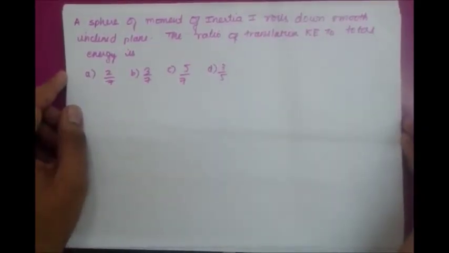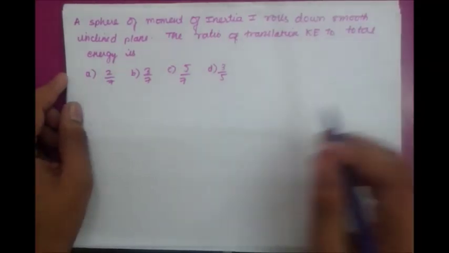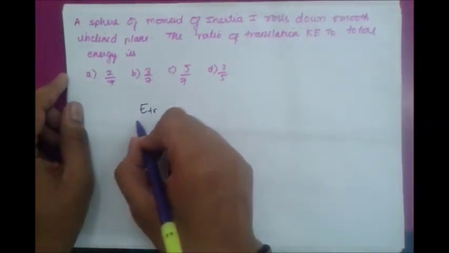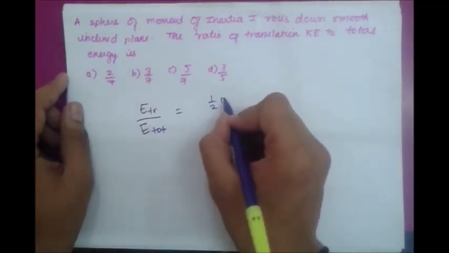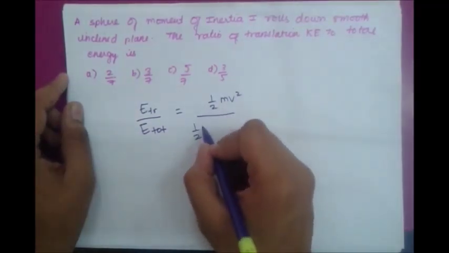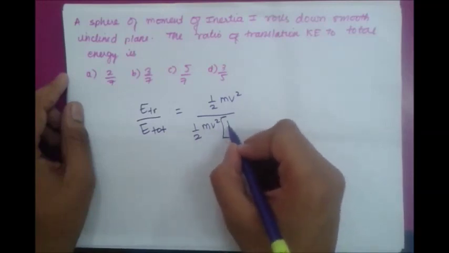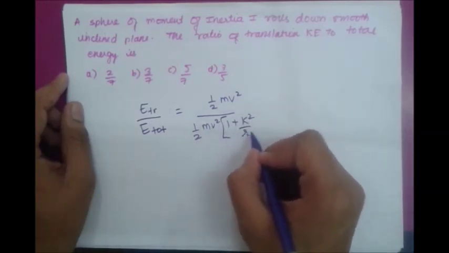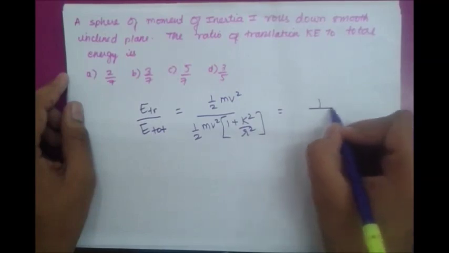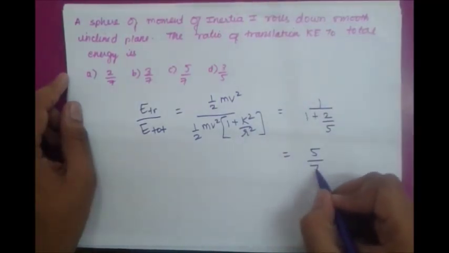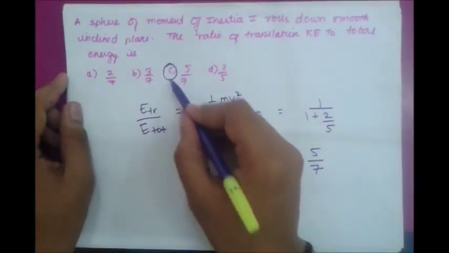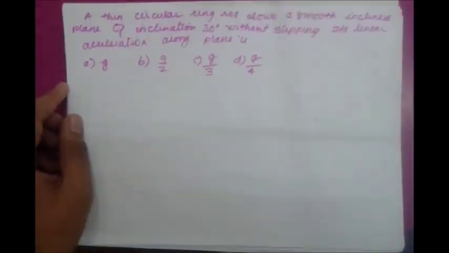A sphere of moment of inertia I rolls down a smooth inclined plane. The ratio of translational kinetic energy to total kinetic energy is. So we know translational kinetic energy upon total kinetic energy is equal to half mv square upon half mv square in bracket 1 plus k square upon r square, which is equal to 1 upon 1 plus 2 by 5, which is equal to 5 by 7. So option C, 5 by 7 is the correct answer.